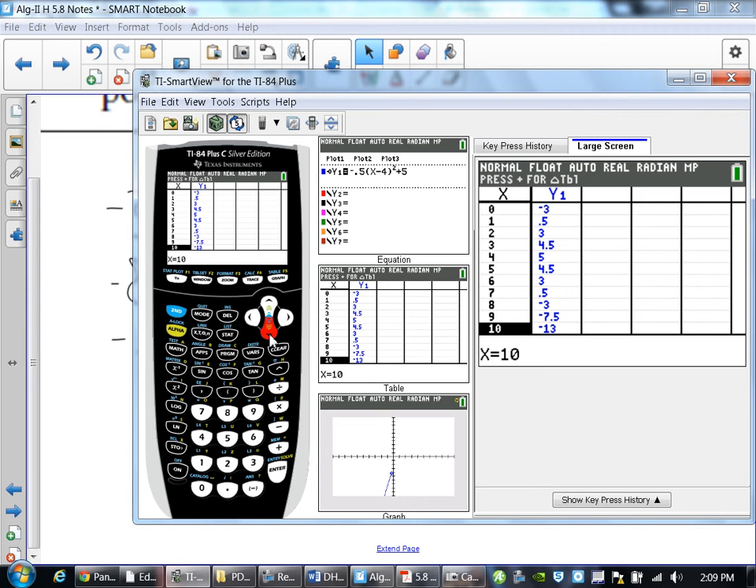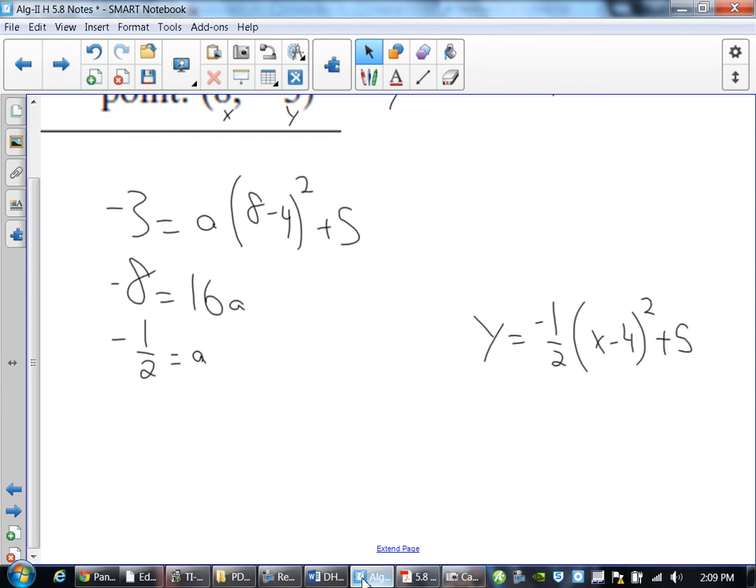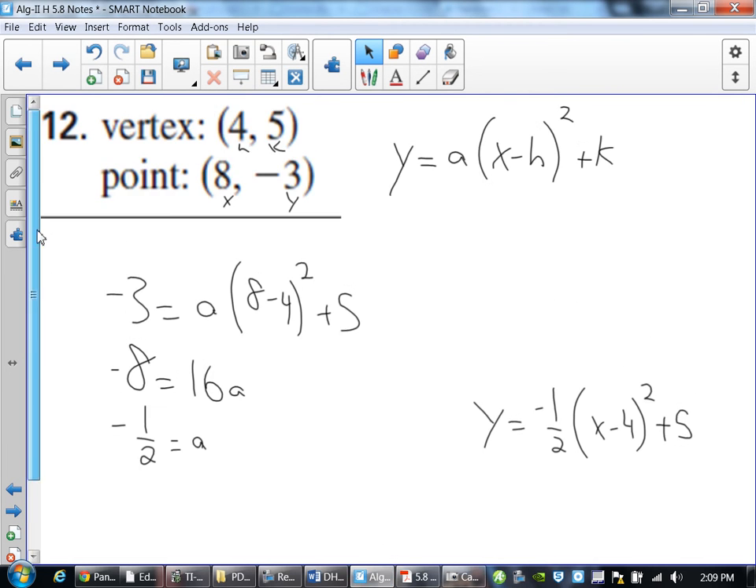The equation again? Why is it negative 4? Because h is 4, so it's x minus h. What are you getting? It's not showing up correctly. You have a negative symbol here instead of minus.